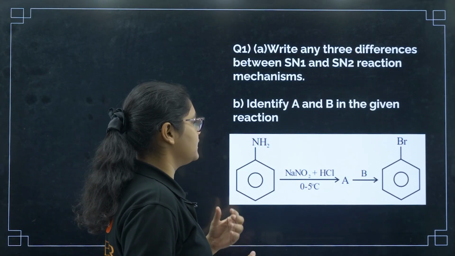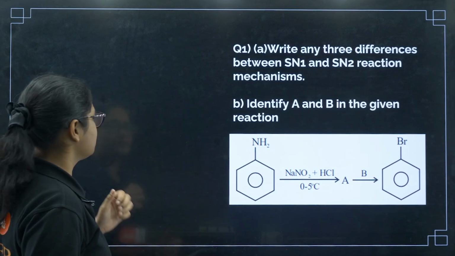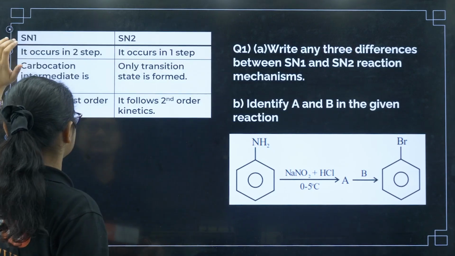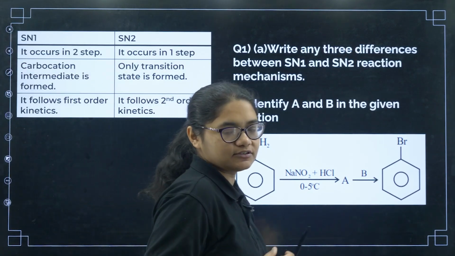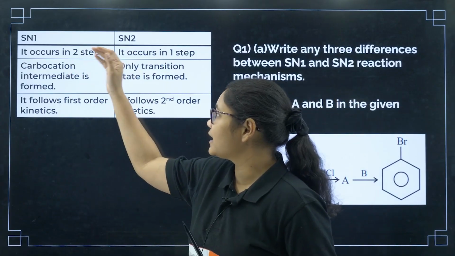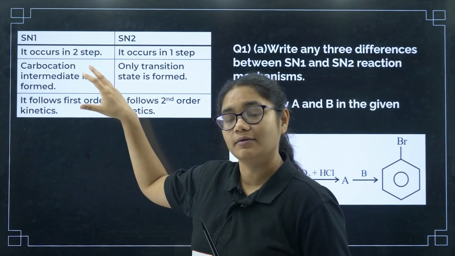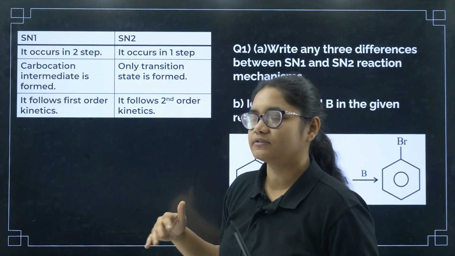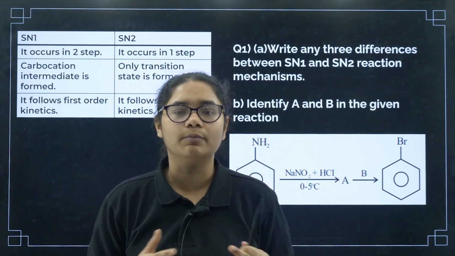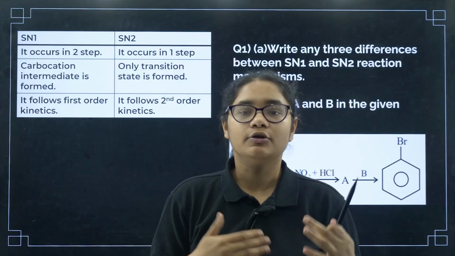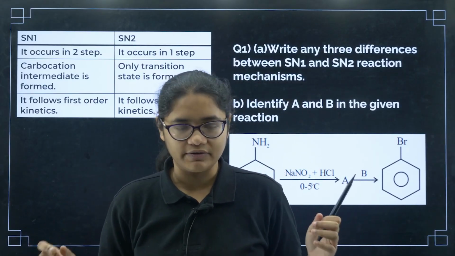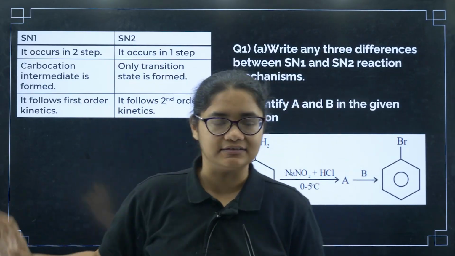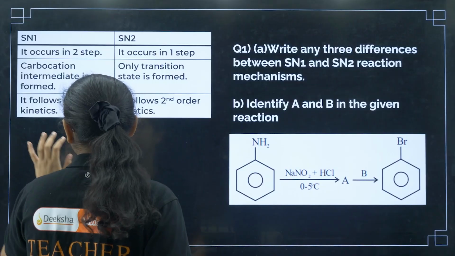Identify A and B in the given reaction. So SN1, SN2, there are so many differences. You can write any 3. First of all, you can write this occurs in 2 steps, occurs in 1 step; carbocation intermediate is formed, no intermediate is formed; follows first order kinetics, follows second order kinetics. Many more points I have given you in my today morning class. SN1, SN2 difference, you can watch there, or you can write these 3 points.